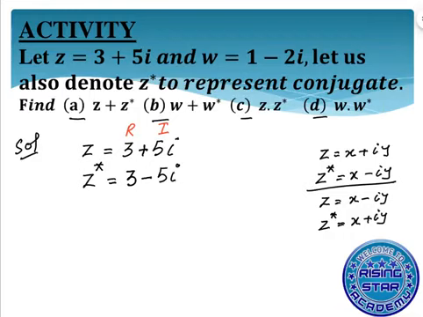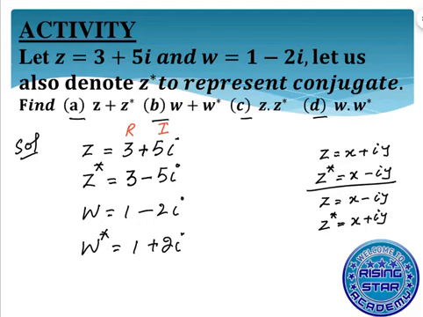So here I have the value of z and z conjugate, as well as the value of w, that is 1 minus 2i. So the conjugate of w would become 1 plus 2i. Now we will proceed with all the problems.